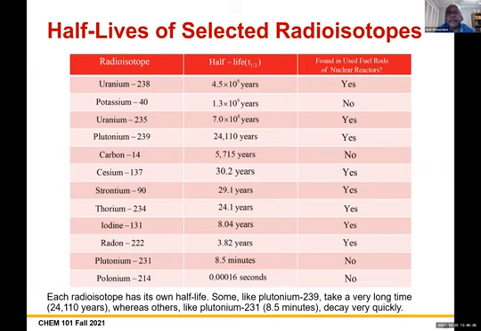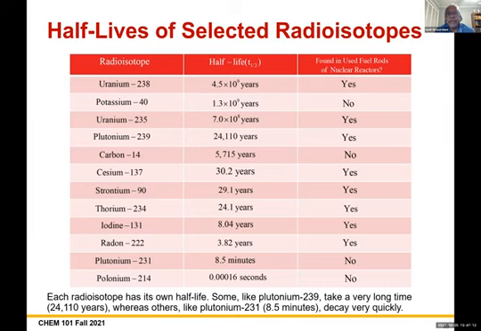Uranium-238, 4.5 times 10 to the 9 years. That is going to be around a long time, since the formation of Earth from the breaking up or condensing of planetary material, billions of years ago. So still some uranium-238 is left on Earth.